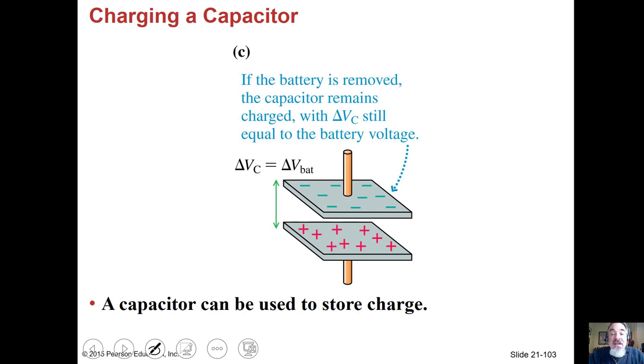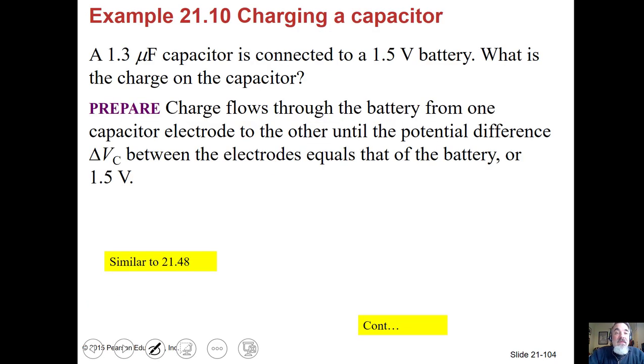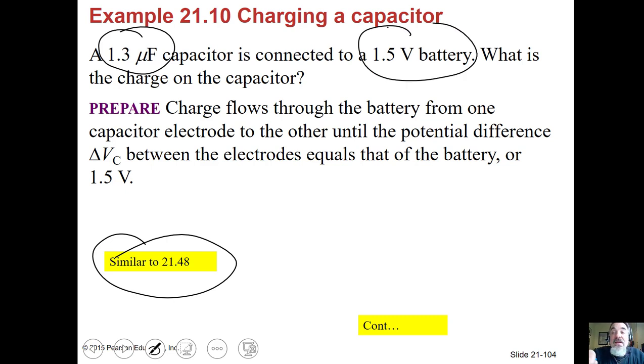If you remove the battery, now you have a potential difference. You've stored charge and you could use it for something else. And again, we will come back to that one. In this example, though, we have a 1.3 microfarad capacitor. The units show you that that is the capacitance of the capacitor connected to this battery.